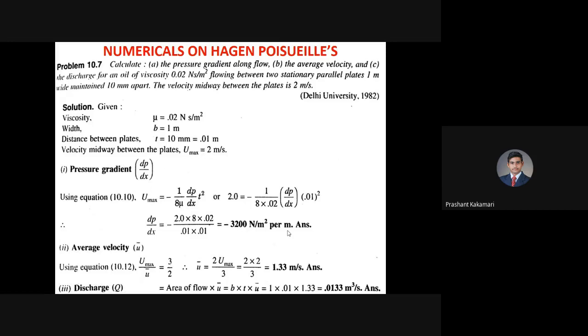If at any time the length is not given, you can assume it as 1 meter. Because we are finding per meter, just multiply with 1 and tell that dP is minus 3200 Newton per meter square. This is for per meter length. They have not mentioned 1 kilometer, 2 kilometer, nothing. Removing this per meter, I'll multiply minus 3200 Newton per meter square into 1 meter length. Then I can tell the pressure drop, or the difference in pressure, is minus 3200 Newton per meter.